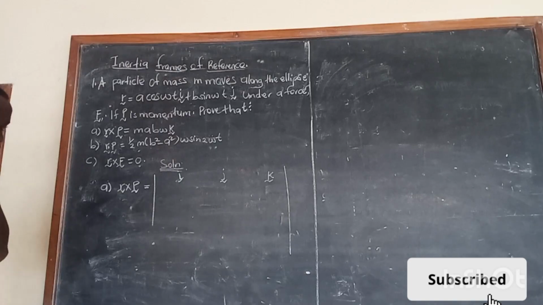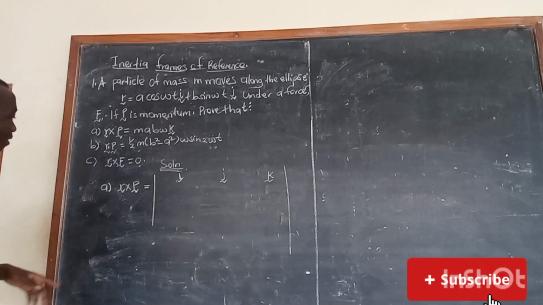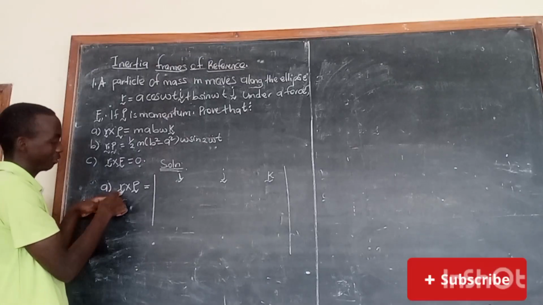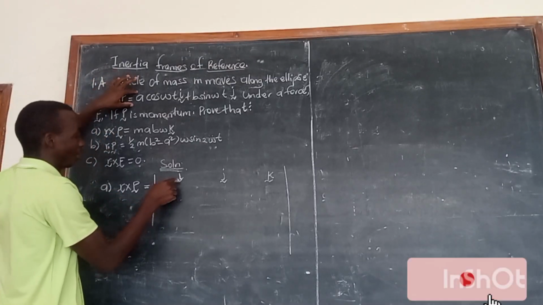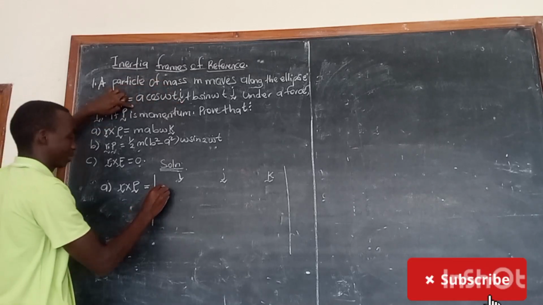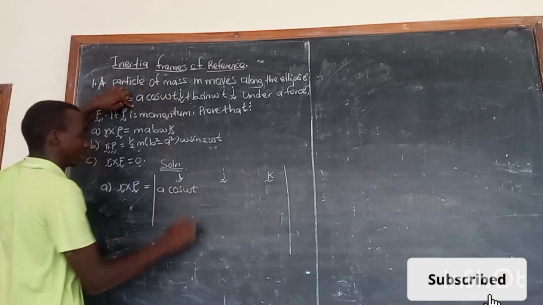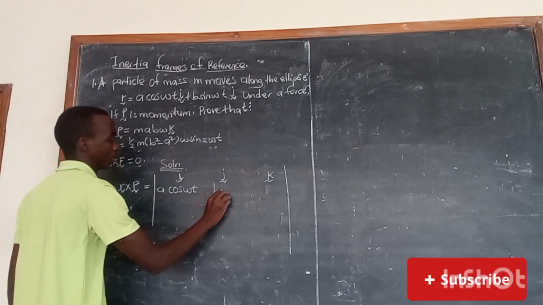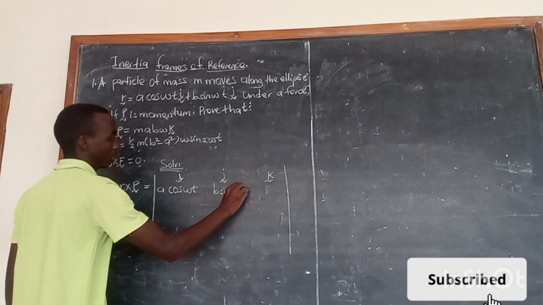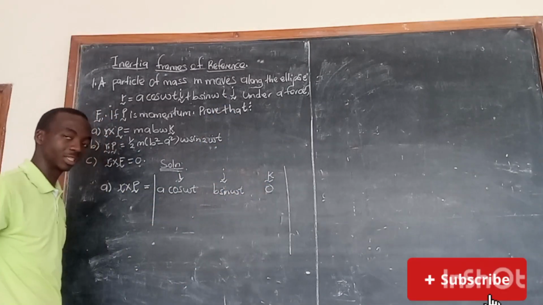So this is our i, j and k. Now we go for the position breakdown. For i, we have a cos omega t, and for j, we have b sin omega t. And k is not there, so we have a zero.